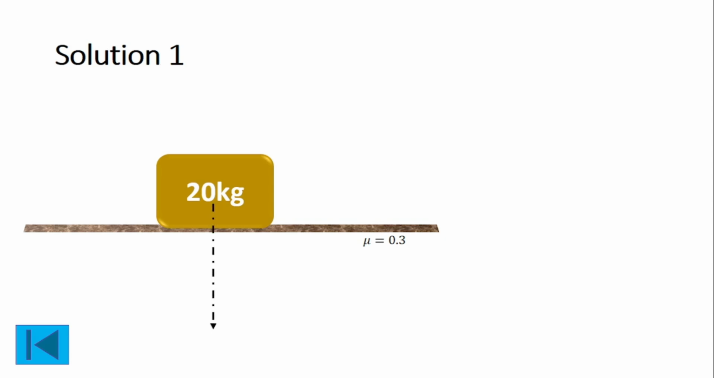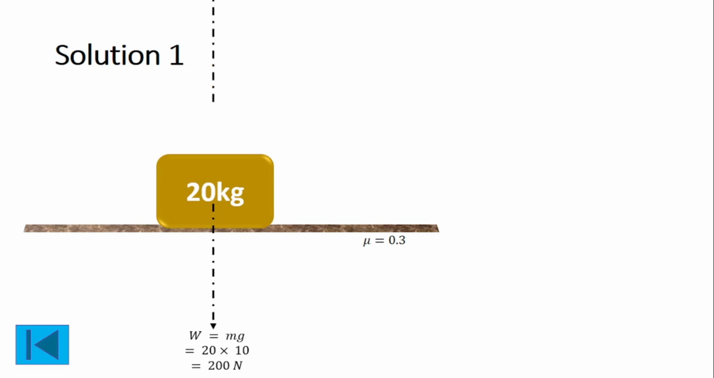Here we have the weight of the mass acting downward. So let's calculate the weight. The weight is equal to mg, the mass of the body times the acceleration due to gravity. The mass is 20 kg, acceleration due to gravity is 10 meters per second squared. So 20 kilograms times 10 meters per second squared equals 200 newtons. That's the weight of the body.